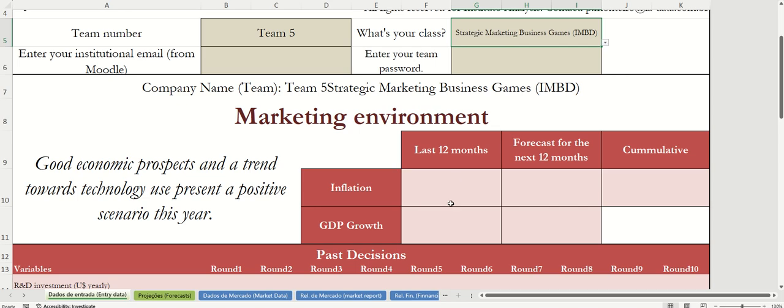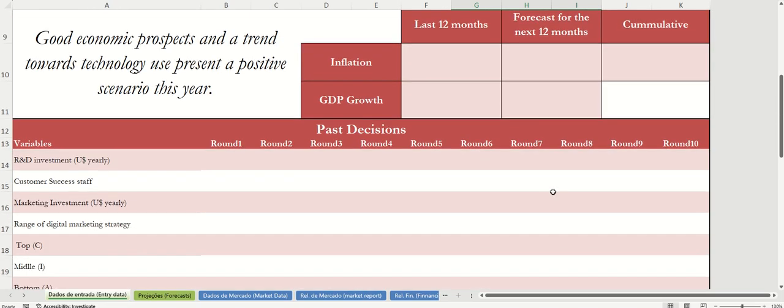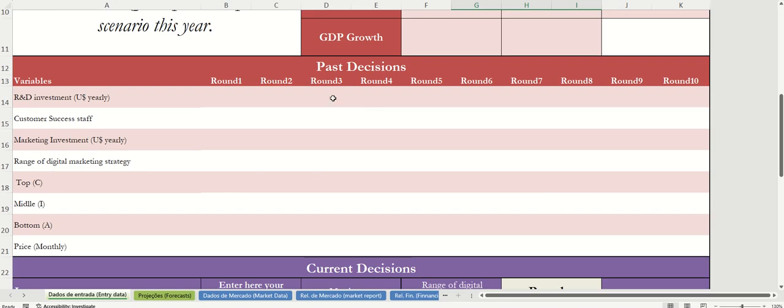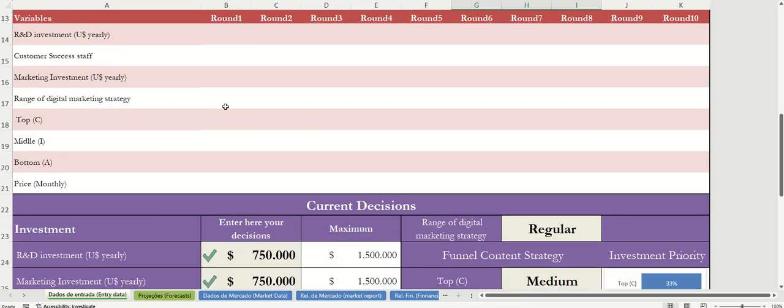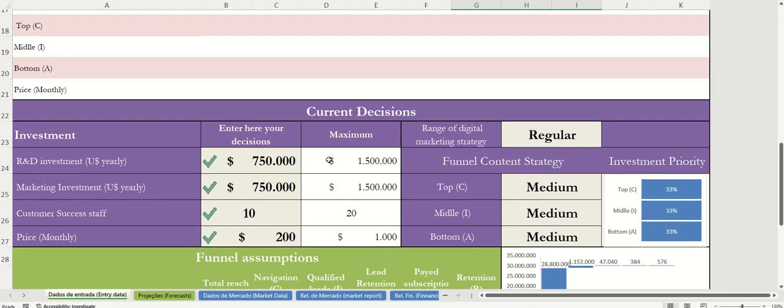In the next rounds, you'll be able to see both the last 12 months inflation, so 1 year of inflation and 1 year of GDP growth, and also the forecast for the next 12 months to let you know what are the expectations in terms of inflation and economic growth in the period. Okay, in the next round you'll be able to see your past decisions, just to let you know what you did in the past. And then we have the current decisions.